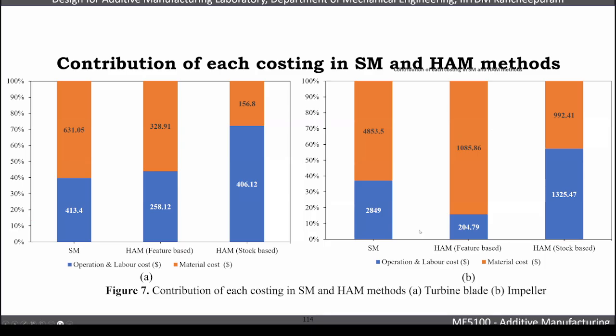Very similarly, you can see that for impeller also. So when you combine hybrid additive manufacturing, you can see that with the stock-based approach, we are able to reduce the material cost, right? So here you can see that out of the total cost, $631 has been reduced to $156. Huge savings, right? So that's why companies are heavily investing in hybrid additive, because they could combine the best of both worlds and get a lot of reduction in the total cost, right? So that is the idea.